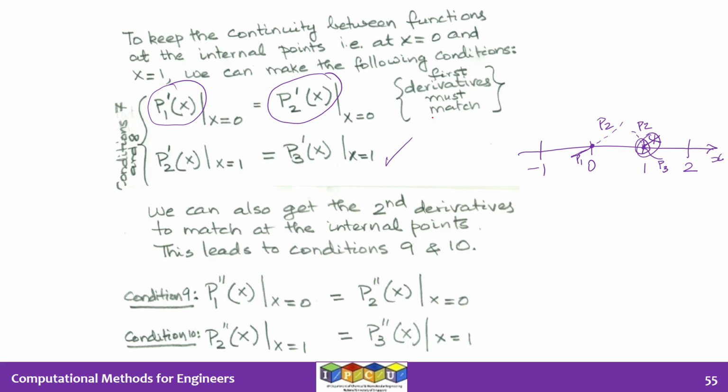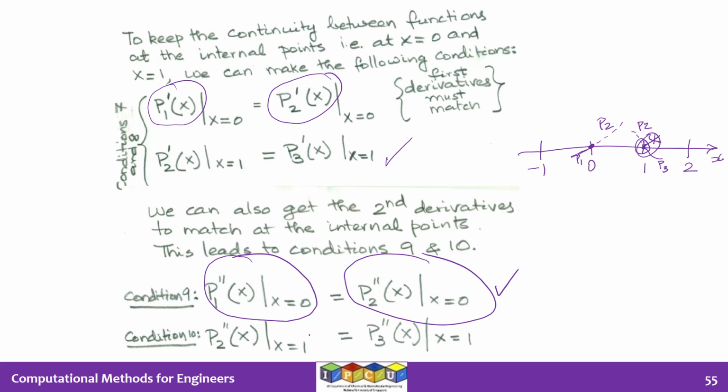We can extend this idea that we had for the first derivative to the second derivatives as well. So at the internal points, we are going to say that the second derivative of polynomial 1 should match the second derivative of polynomial 2 at the common point, which is x equal to 0.